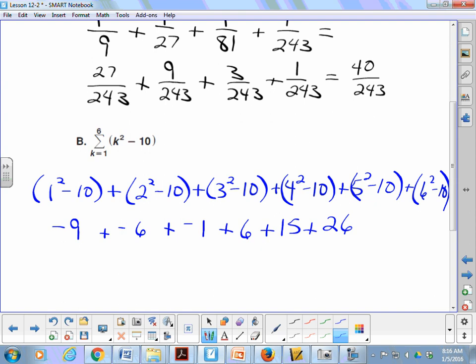And when I have things like this I'm adding together, I like to match them up as far as the negative ones and the positive ones. It actually makes it a little bit easier for adding them. Because I have a negative 6 and a positive 6. When I put them together, I get 0. All right, so boom, those are gone. Negative 9, negative 1 is negative 10. Plus 15 is 5. Plus 26 is 31.